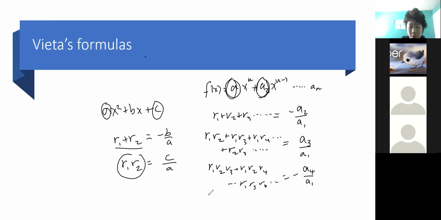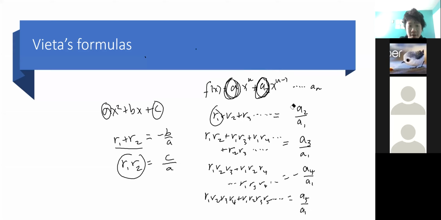If we were to put them in groups of 4, and so on, add them all together, you would get positive a5 over a1. And this pattern continues. As you can see, if we pair them in groups of 1 and add them together, we take the negative of the second over the first. If we pair them in 2s and add them together, it's the positive of the third coefficient over the first, fourth over the first, fifth over the first. And you can see we're oscillating between negative and positive here.